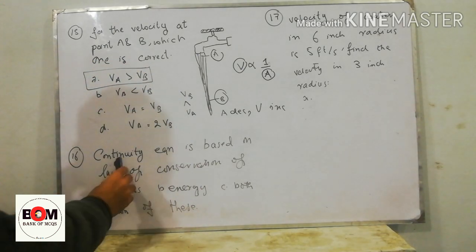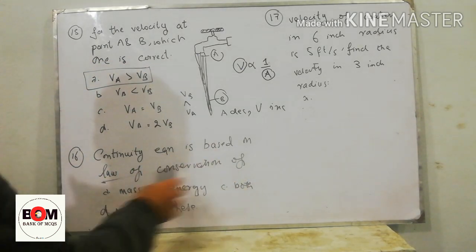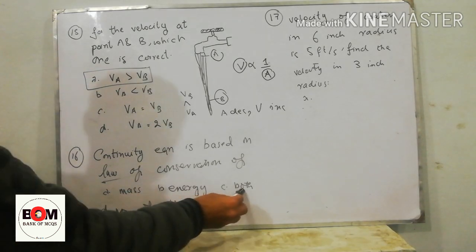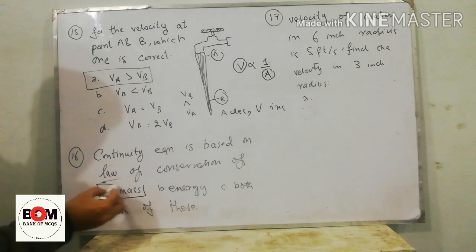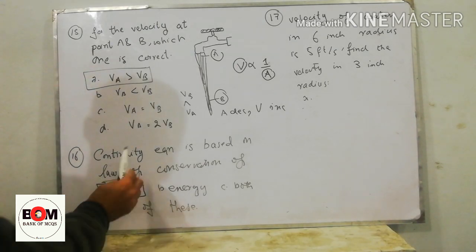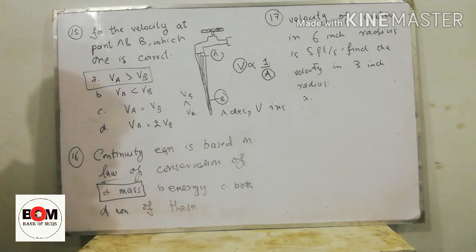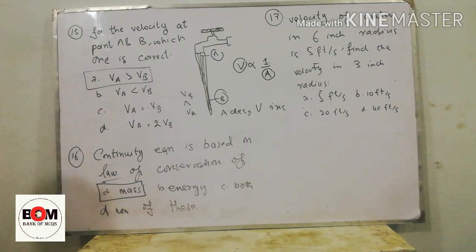Number 16: the continuity equation is based on the law of conservation of mass, energy, both of these, or none of these. The equation of continuity is based on the law of conservation of mass, while the Bernoulli equation is based on the law of conservation of energy.